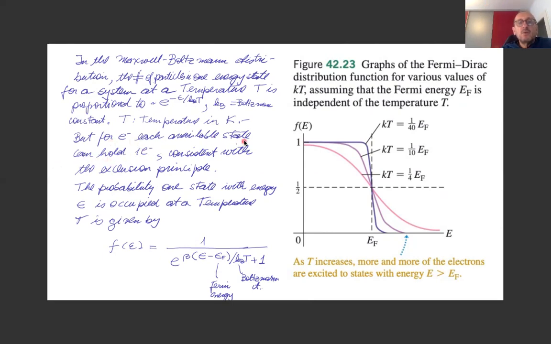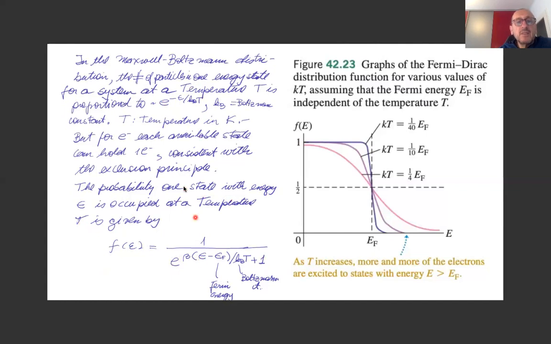But when we talk about electrons, we know that each state can only hold one electron, it cannot hold more than one electron. So this is the main difference with this system here, and there is a little bit of a change in the way the probability is described. The probability is described by this distribution here. F of E is the probability that one state with energy E is occupied at temperature T, and it's given by this expression here. And let me explain what it is.